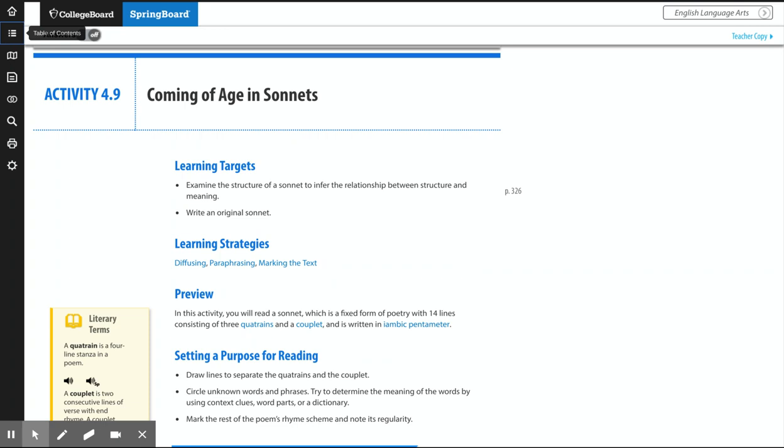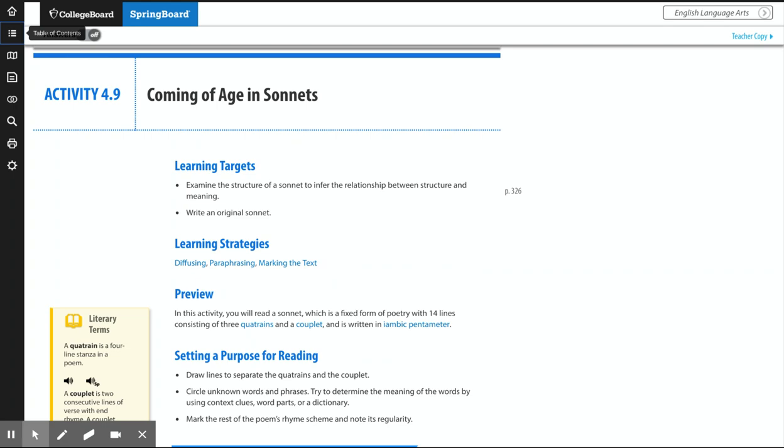So we're going to use Springboard activity 4.9. And if you need to pause and open that up on your computer, you can do so. So what we're going to do is just the first bullet under the learning targets. So we're going to examine the structure of a sonnet to infer the relationship between structure and meaning. So the Shakespearean sonnet, and in fact, most poetry, the structure really enhances or helps the reader to determine the meaning and understand transitions and the flow of a particular topic or story.